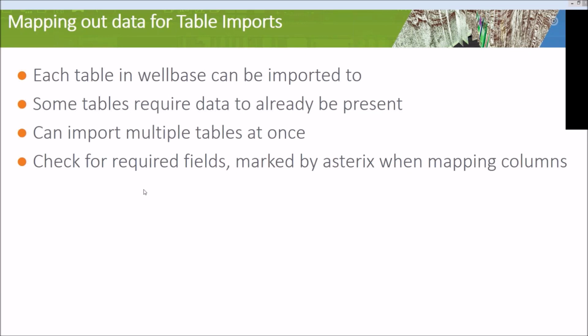As I mentioned previously, some tables require data to already be present. The most common ones for that are going to be your core data and your perforation data. If you ever tried to run a spreadsheet import for core and it doesn't come in, it's because you're missing some core header information. Same for perforations. If you try to import perf data, you have to have completion header information in there first. I'll show you where you can check that in Wellbase and also whenever you do the spreadsheet import.